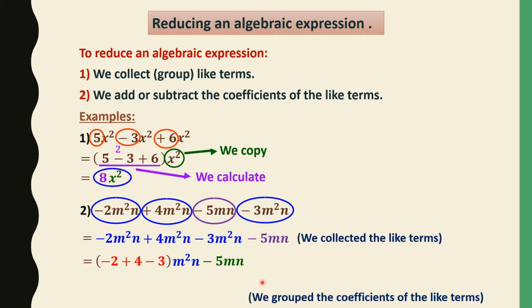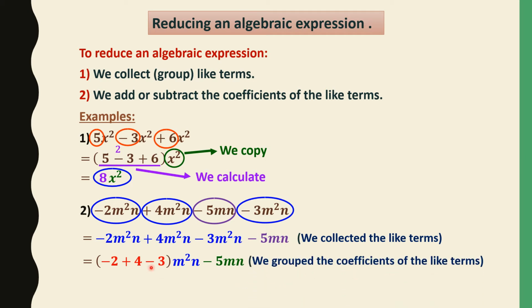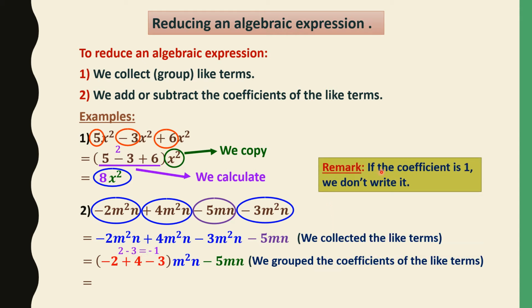So in this step, we group the coefficients of the like terms, and last we add and subtract the coefficients of the like terms. -2 plus 4 is the same as 4 minus 2. It's 2 minus 3, it's equal to -1. We put the sign of 3. Remark, if the coefficient is 1, we don't write it. So here we don't write -1m squared n. No, we only write -m squared n. If the coefficient is 1, we don't write it. Then we copy -5mn.